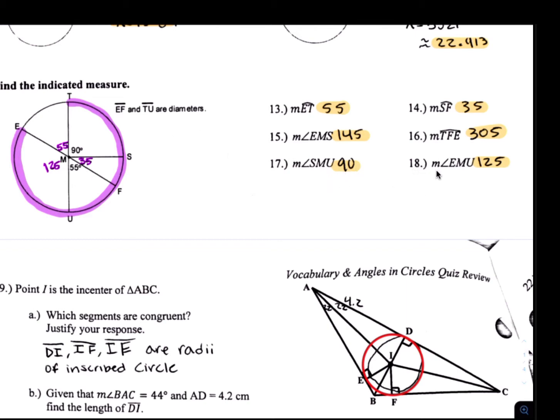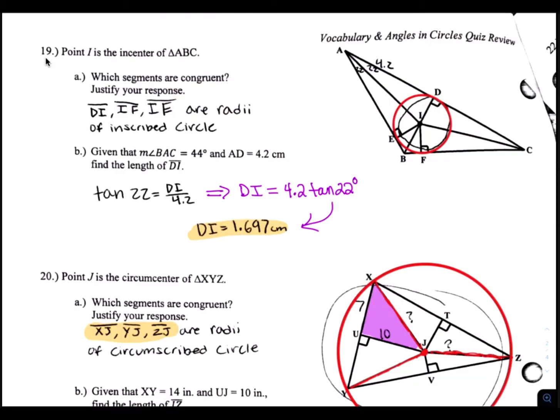And 18 is asking for the measure of angle EMU, and EMU is this angle here, and that is 125 degrees. All right, here's number 19. It says point I is the incenter of triangle ABC. So the incenter is point I, which means it's the center of a circle that is inscribed into this triangle. That simply means that each of the sides of the triangle are tangents to the circle.